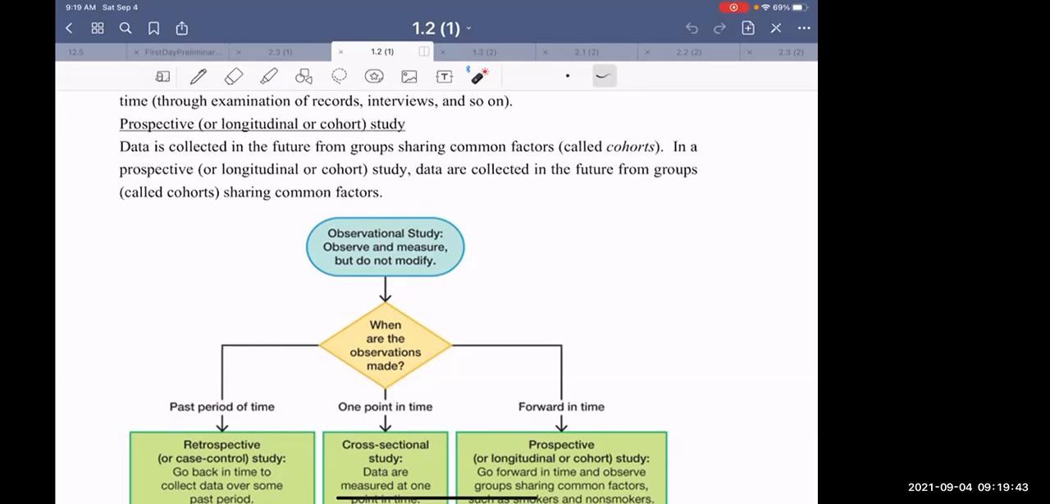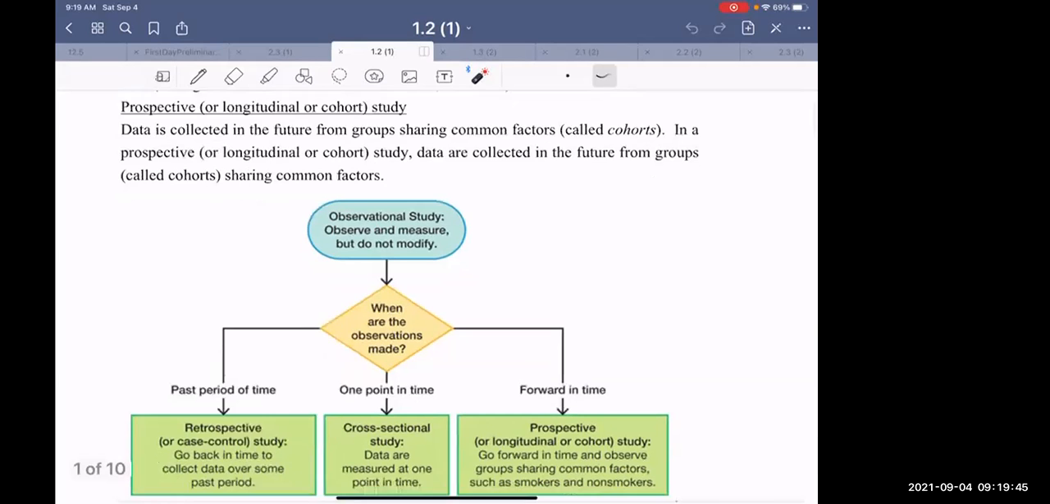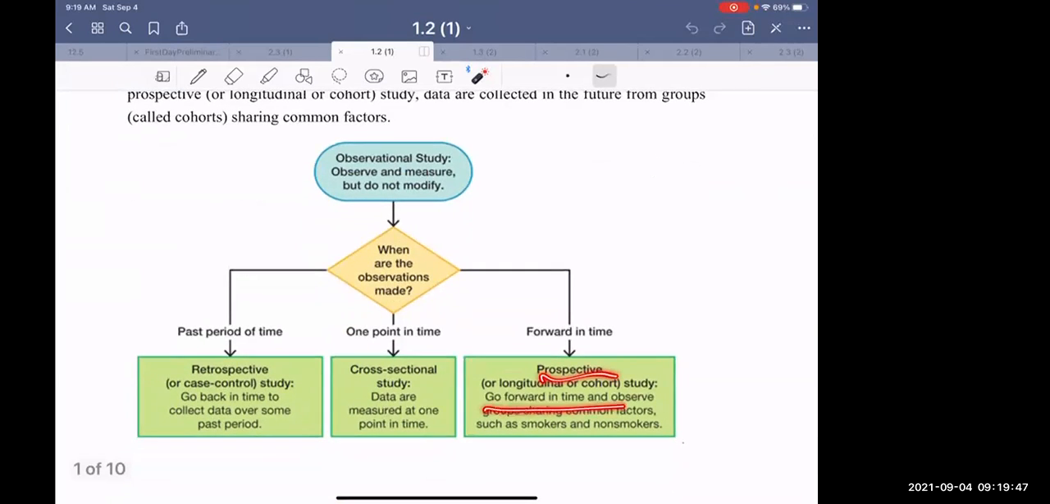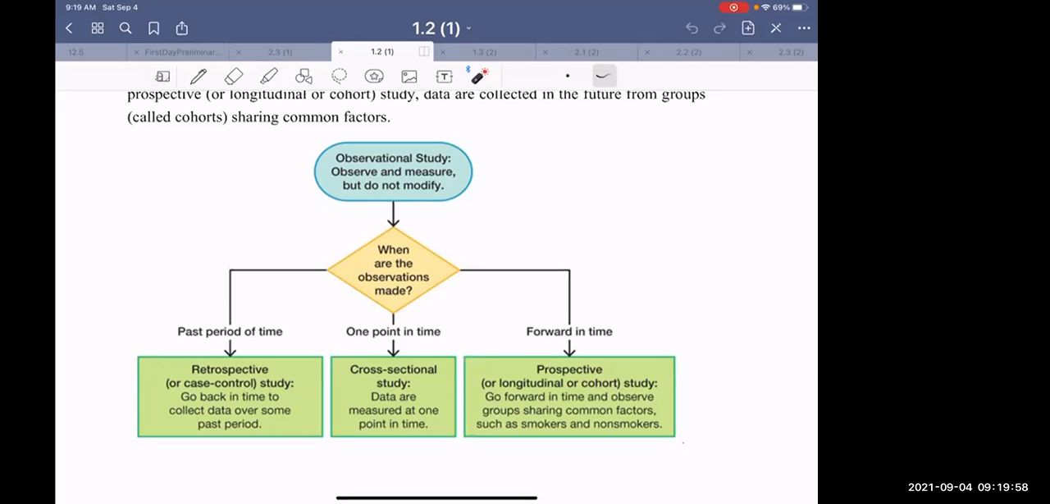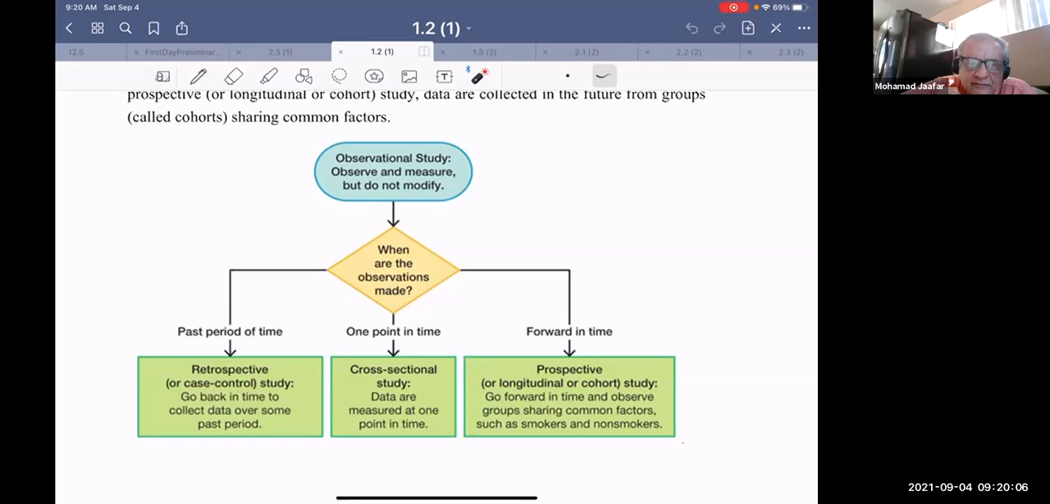So a prospective study just means you go forward in time. A retrospective just means you go back in time. Yeah, but we still need the control groups in a prospective study. Well, not necessarily. No. In other words, that's for a case control study. All right, thank you.